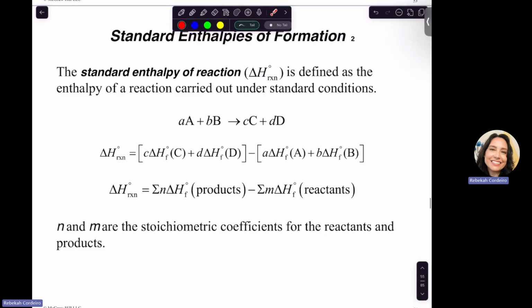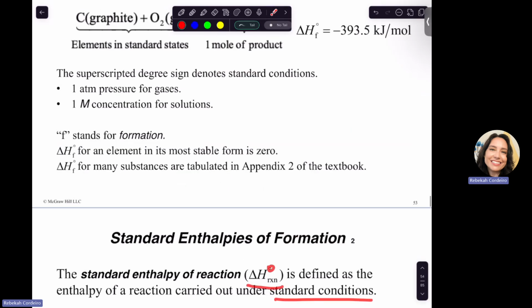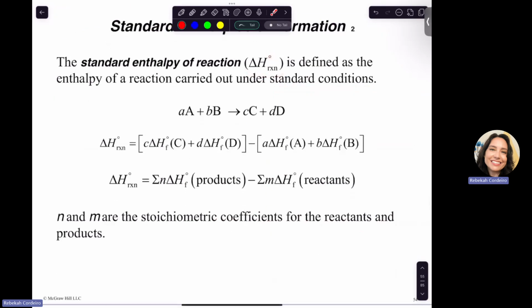So what we can do is find the enthalpy of a reaction, and again, it's standard under those standard conditions, same conditions as before, by looking at the enthalpy of formation of the reactants and the products. Now, you can use these formulas if you want. I'm going to show you how not to use the formula and just understand what you're doing. But if you're a formula person, you like to memorize formulas, like to use formulas, go for it.